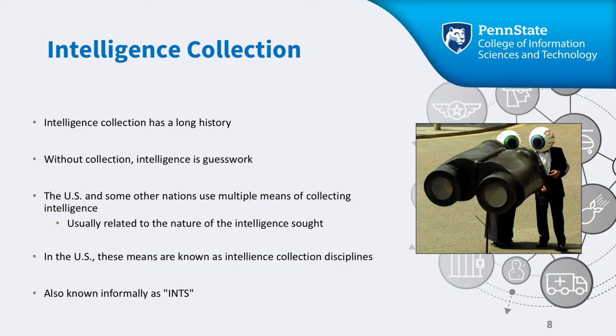Now, the United States and most, or at least some other nations, use multiple means of collecting intelligence. Usually, the way you go after intelligence is related to the type of thing you're trying to get your hands on. We'll see what that means in a minute. In the United States, these various means of collection are known as intelligence collection disciplines. They're also known informally as the INTs.